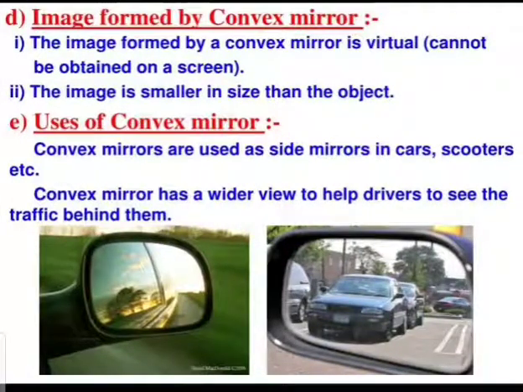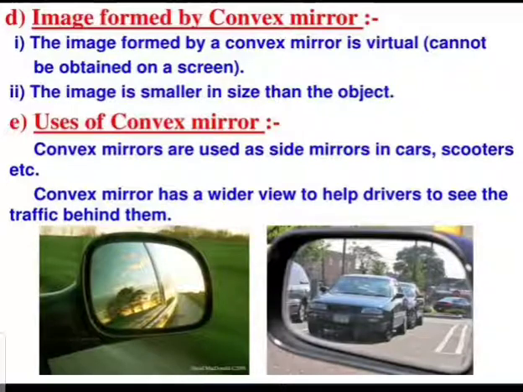Image formed by convex mirror. The image formed by a convex mirror is virtual, cannot be obtained on a screen. The image is smaller in size than the object. So here there are two characteristic features of image formed by convex mirror. The image will always be smaller than the object and will always be virtual.